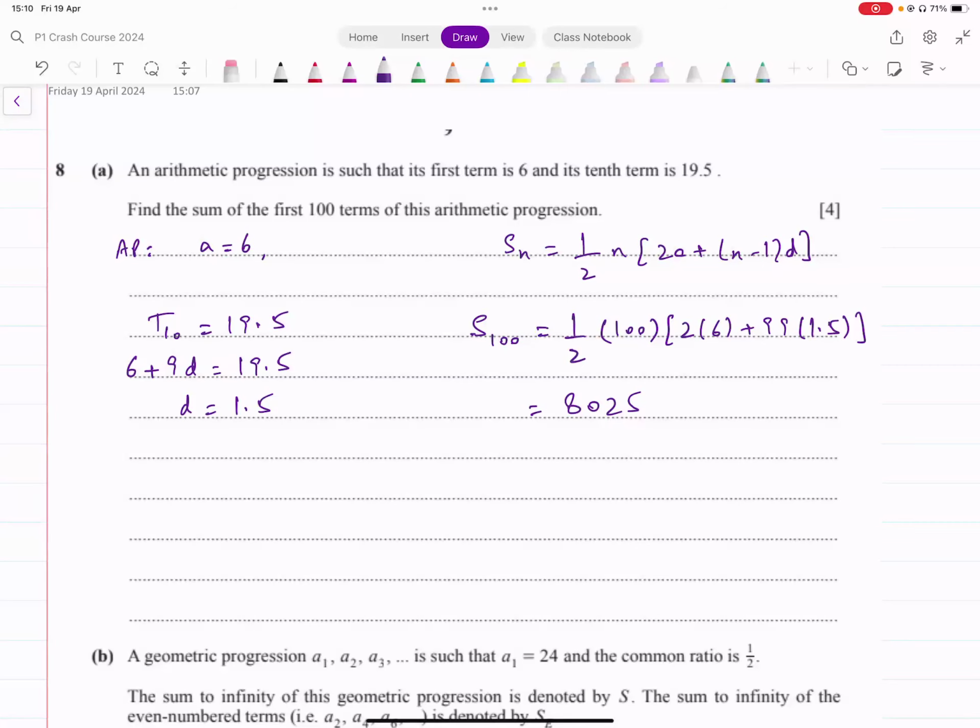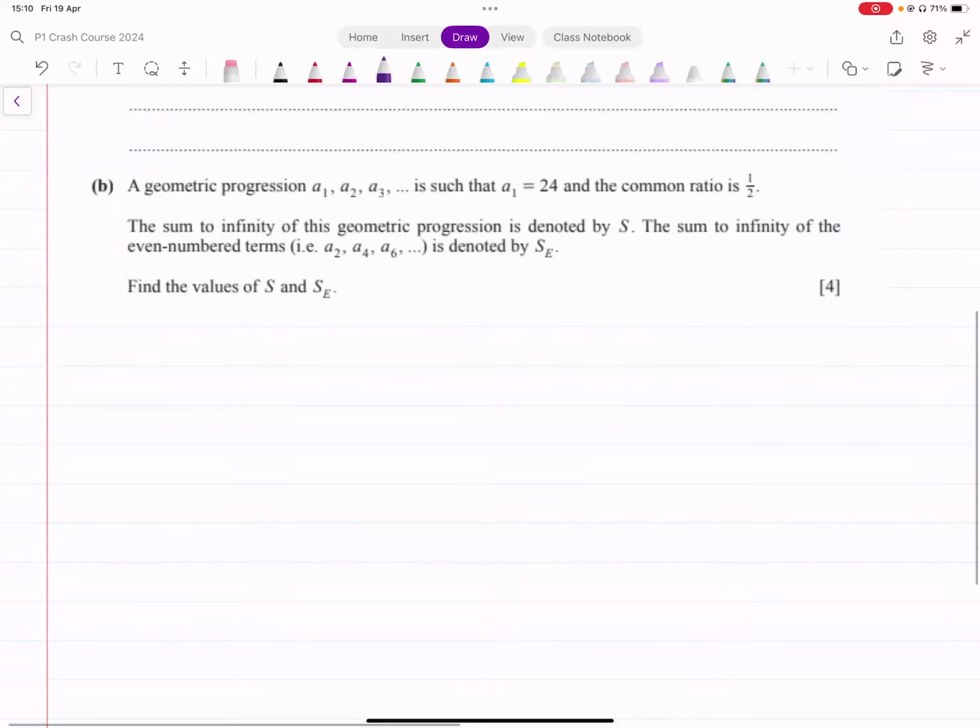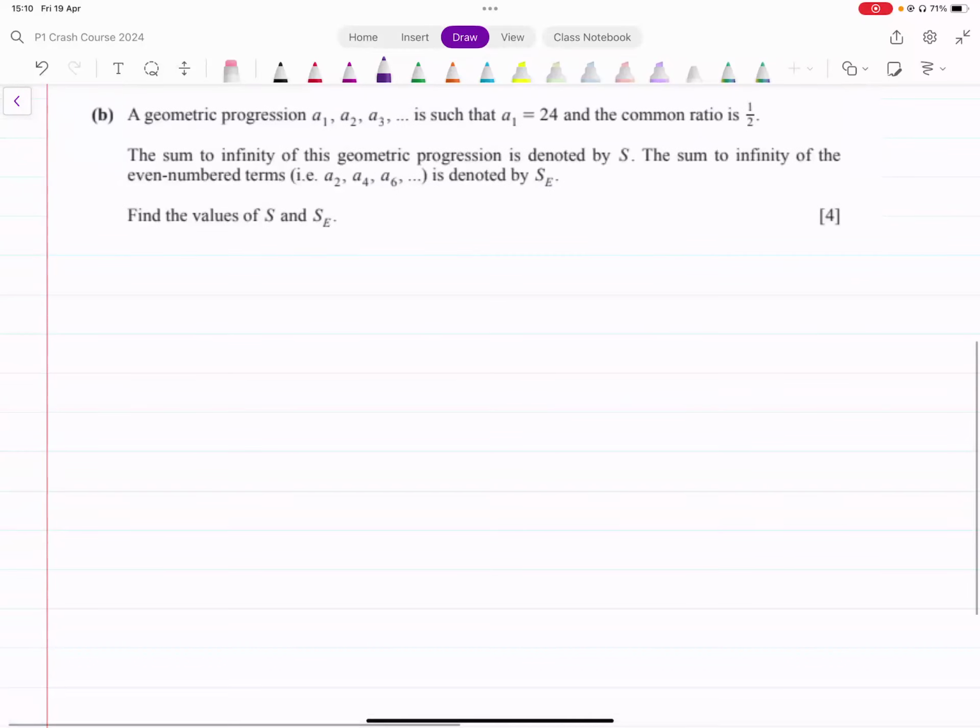Now it says a GP a1, a2, a3 is such that a1 equals 24 and the common ratio is 1 over 2. So now we're talking about a GP, and we are given that the first term is 24 and the ratio is 1/2.